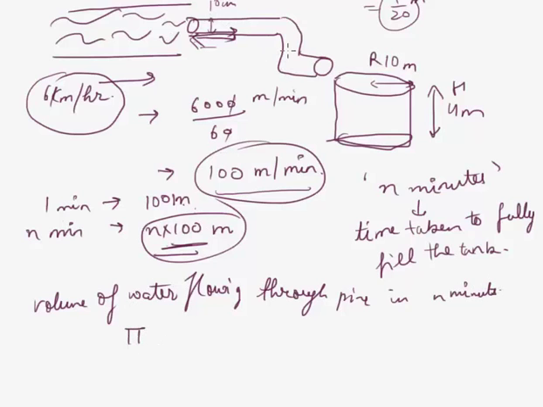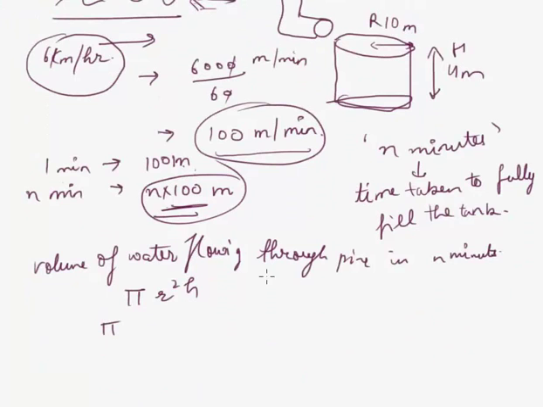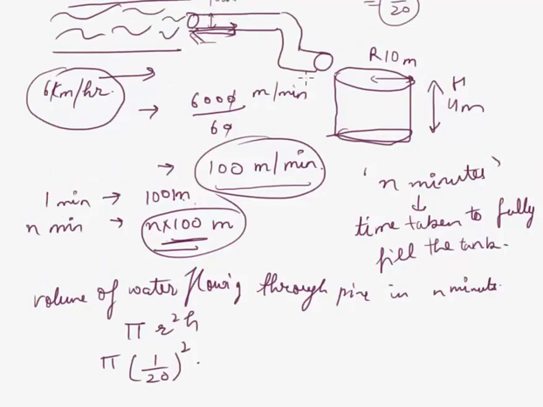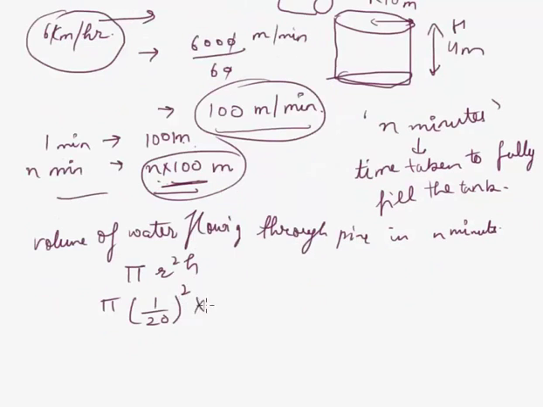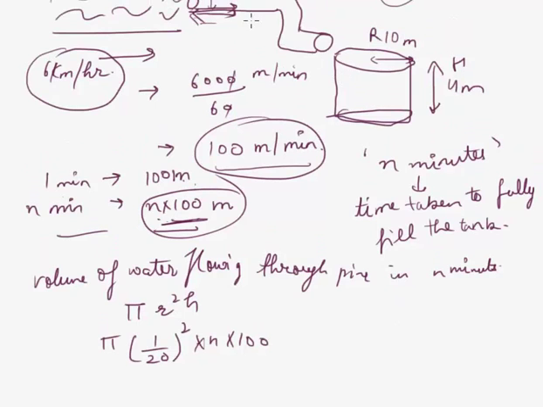since it is in the shape of a cylindrical pipe, we can say volume is pi r square into h. We know the radius of this pipe, which is 1 by 20 meters. And h, that is height, or you can say length of the pipe. According to our given condition, we have come to the conclusion that n into 100 meters is the length required for this pipe if we need this tank to be fully filled in n minutes. So we can say the length here is n into 100. Now the amount of water which is flowing from this pipe in n minutes is this volume.